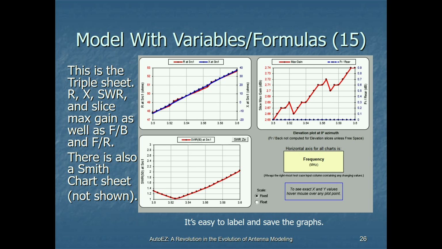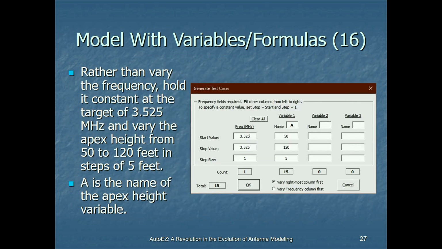And if you notice, again, I'm sure this must be impossible to see, but at 3.525 megahertz, the reactance crosses 0, and the resistance is right about 49 ohms. The gain is in the upper right, and then that SWR curve is in the lower left. Now, there's also a Smith chart tab for those who are into it, but we're not going to show that here.